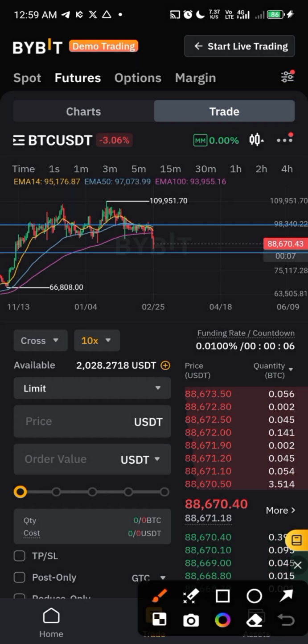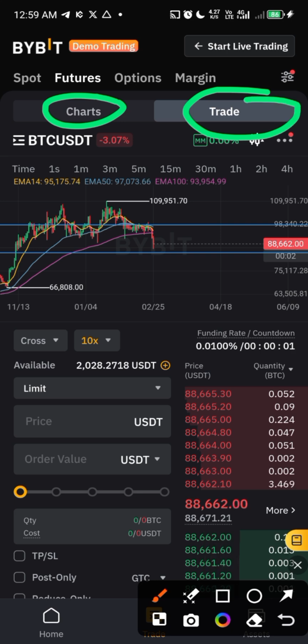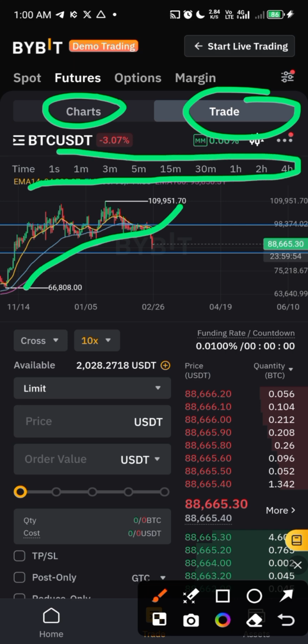So here you can see this is the chart, this is the trade. We are on the trade. Now this is the chart on the trade. This is a small chart. You can see there, this is the time frame. You can see the time frame there. So that is your time frame.